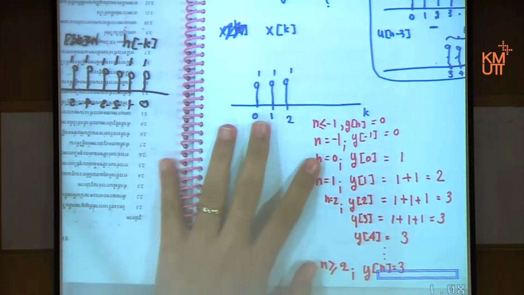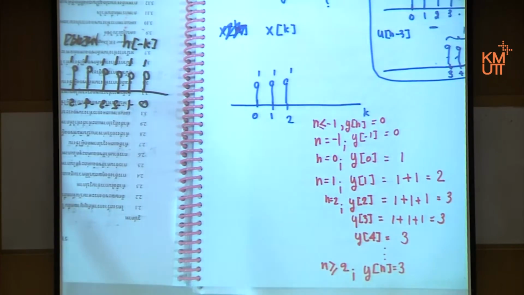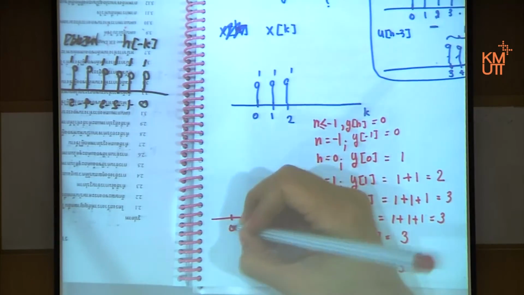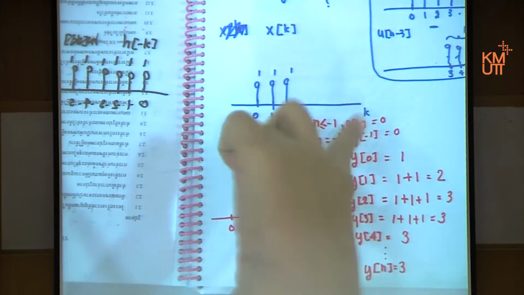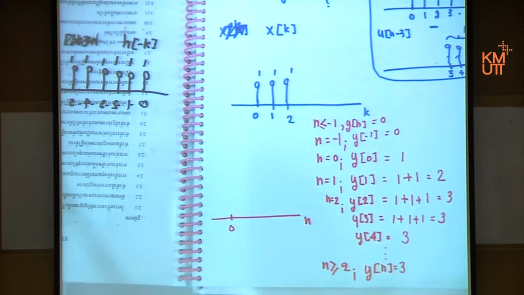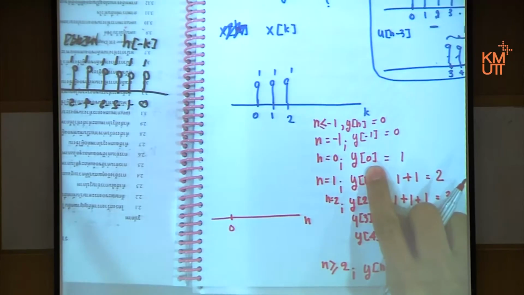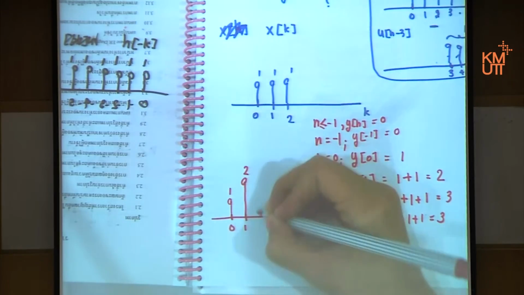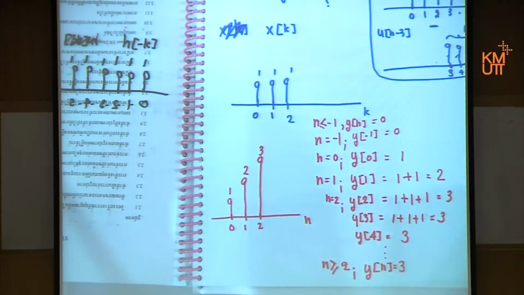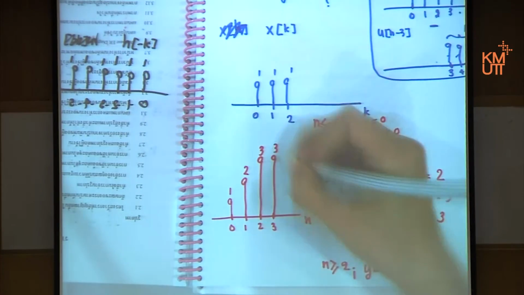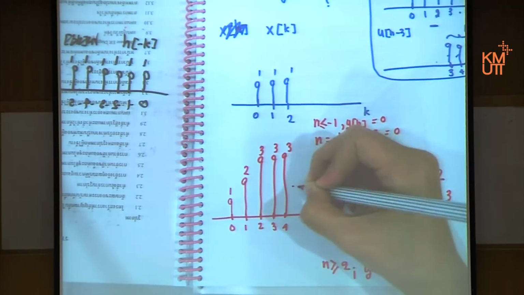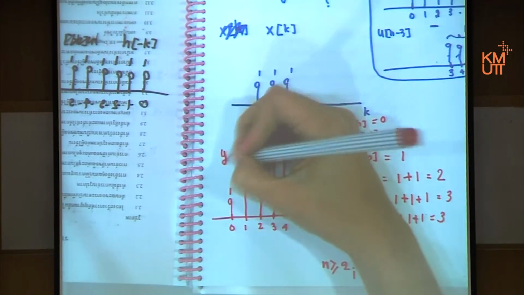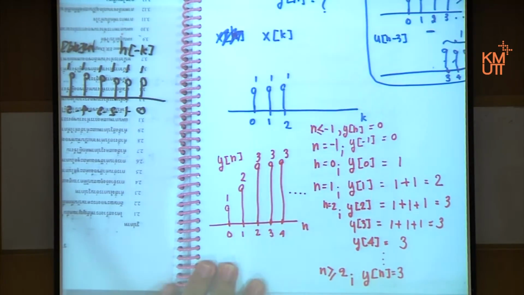So from this result, if we want to draw the picture of the result y[n], it will start at 0. When n is a negative value, y will return 0 always, right? So it means that y[0] is equal to 1, y[1] is equal to 2, y[2] is 3, and it will be 3 forever. This one is the picture of y[n].